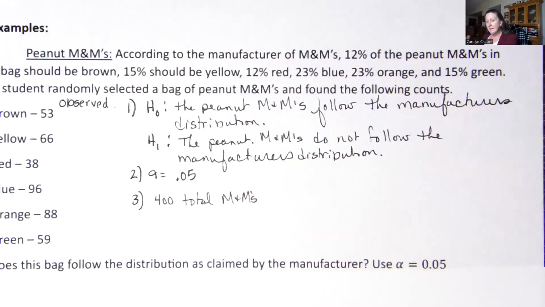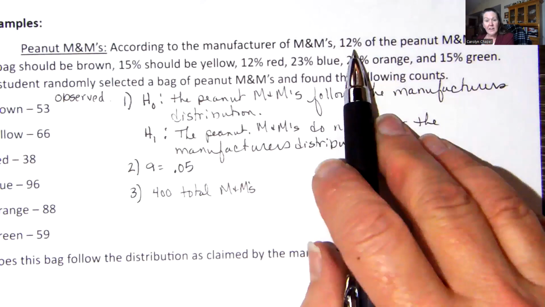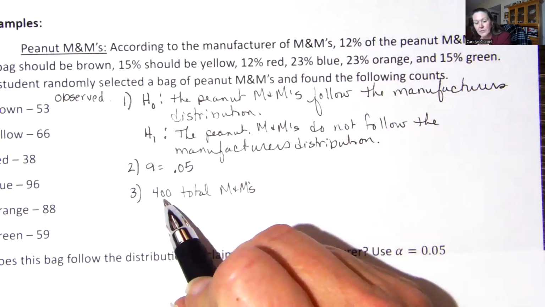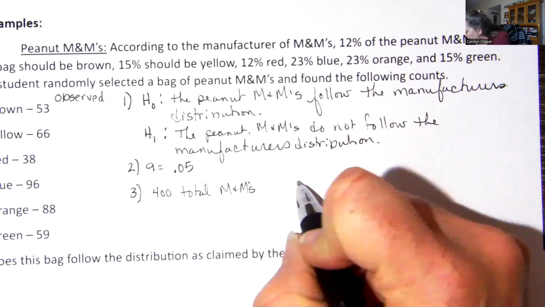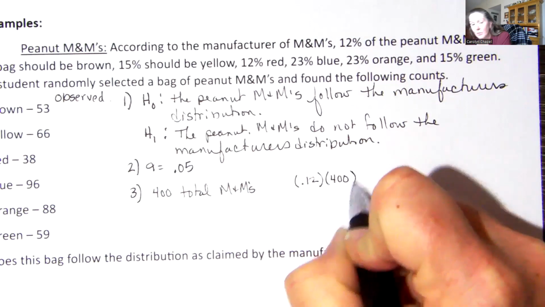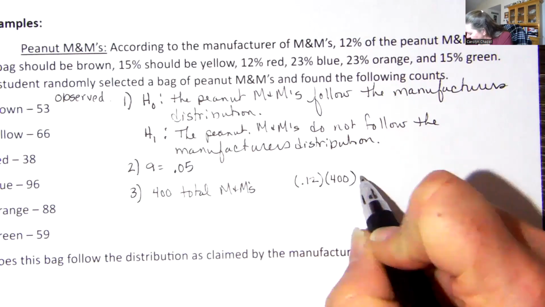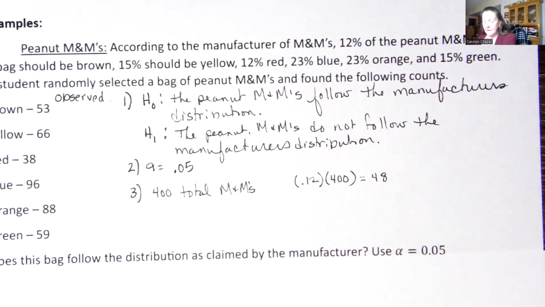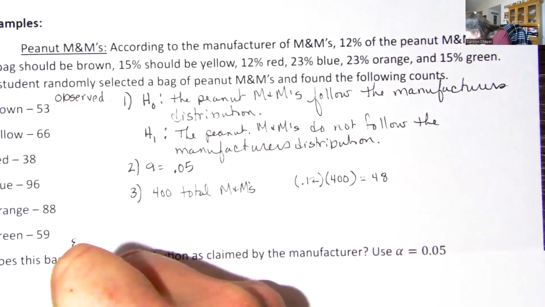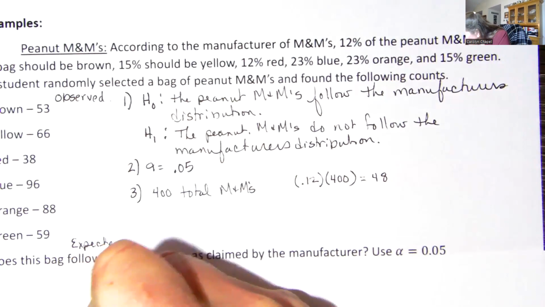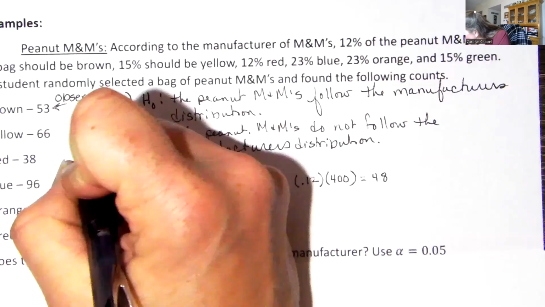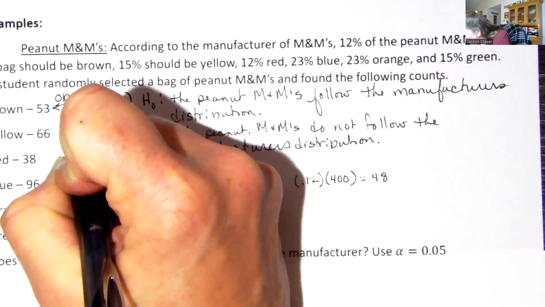Okay, and we expect 12% of those to be brown. So to find 12% of the 400, that word "of" tells me to multiply. So I'm going to take 12% times the 400, and I get 48. So I'm going to put my expected above here. So these were the observed, and I'm going to put my expected. So I expect 48 brown.